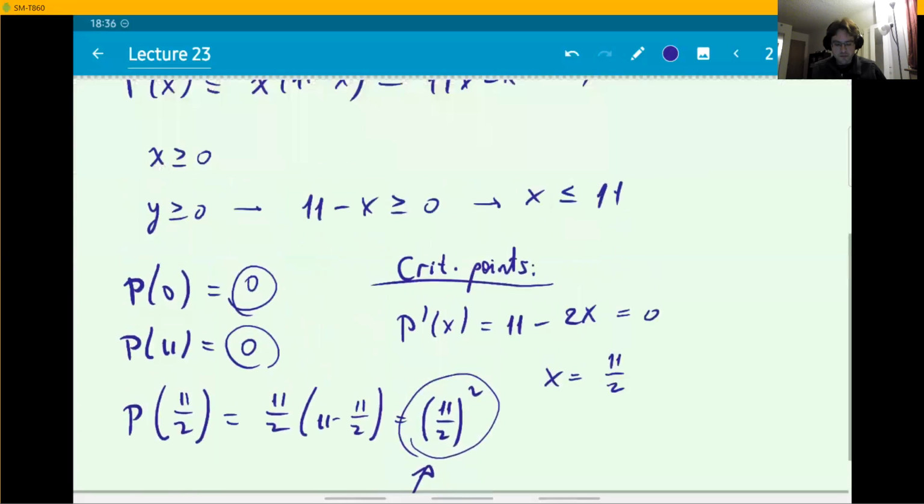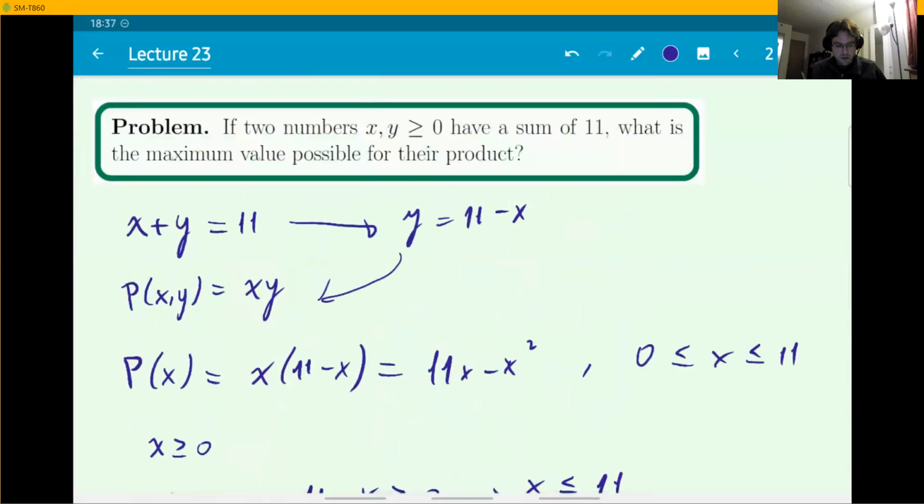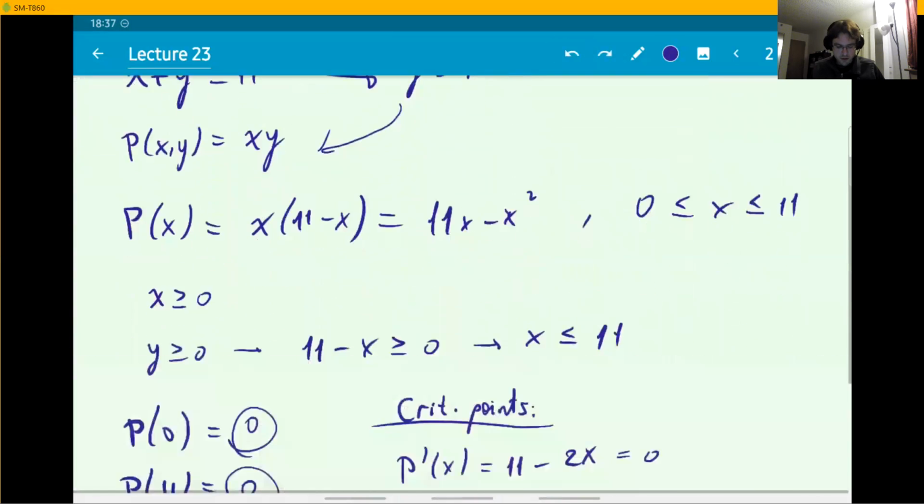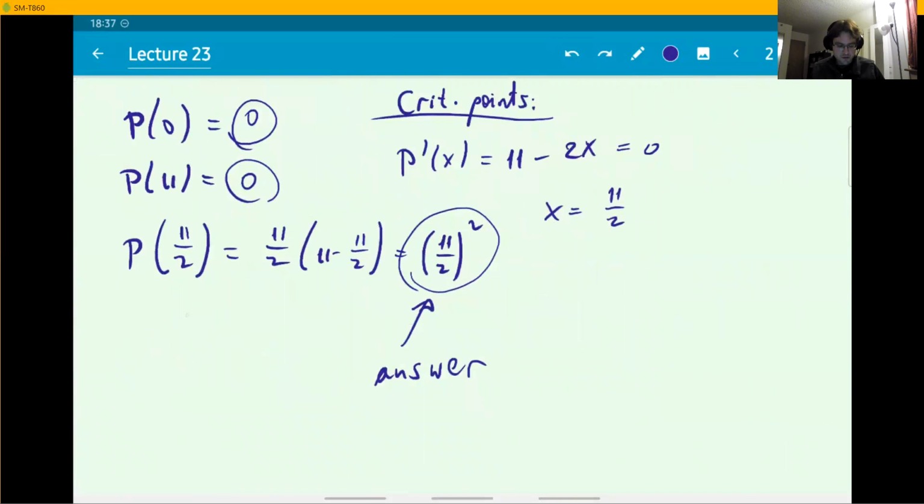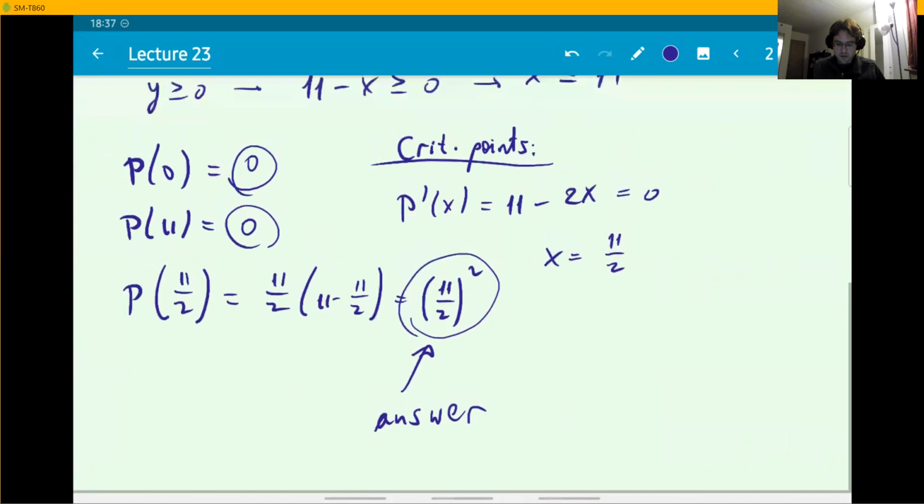This is the answer because the question was only asking for the maximum value of the product, and it was not asking about the two numbers. But if they were asking about the two numbers, well, we already have the x here. It's 11 over 2. And what is y? It's also 11 over 2 because the sum of the two is 11. So this is a very simple problem.